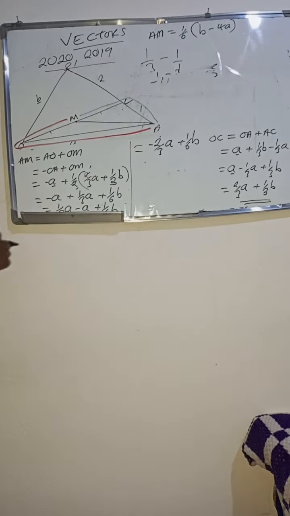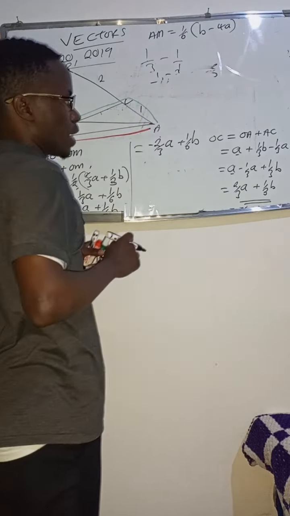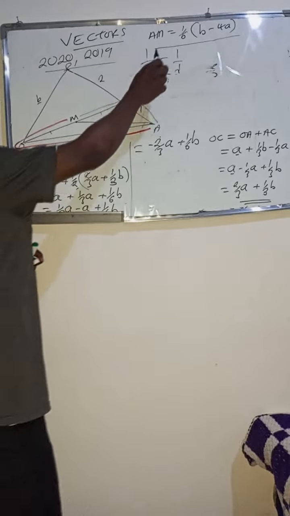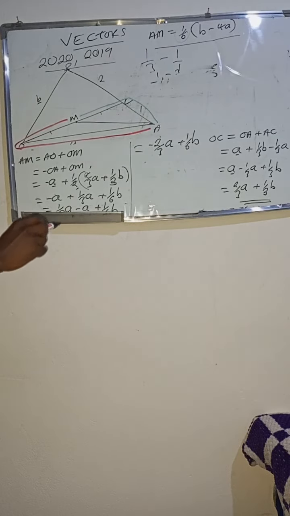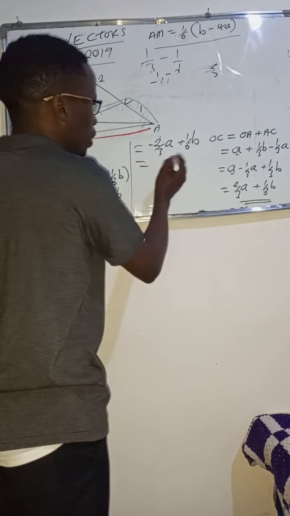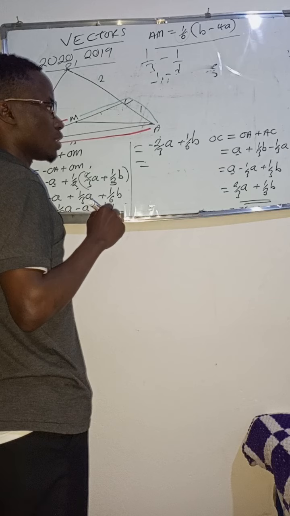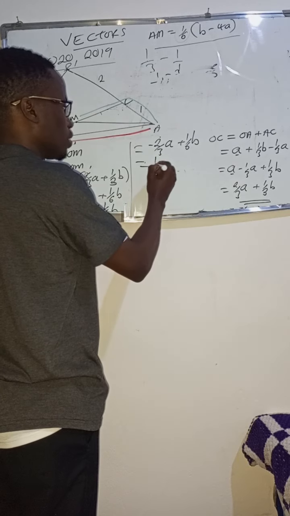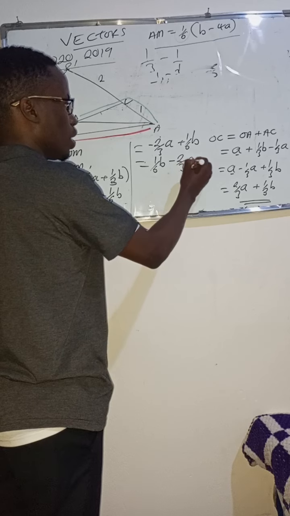Then here, what we can do is that we want to factorize. Why are we doing that? It's because we have seen what they have told us. They are saying in the question that the 1/6 should be outside the brackets. Before we even do that, we can arrange. Remember I told you that the negatives need to come second. So we're going to have 1/6 of B minus 2/3 of A.